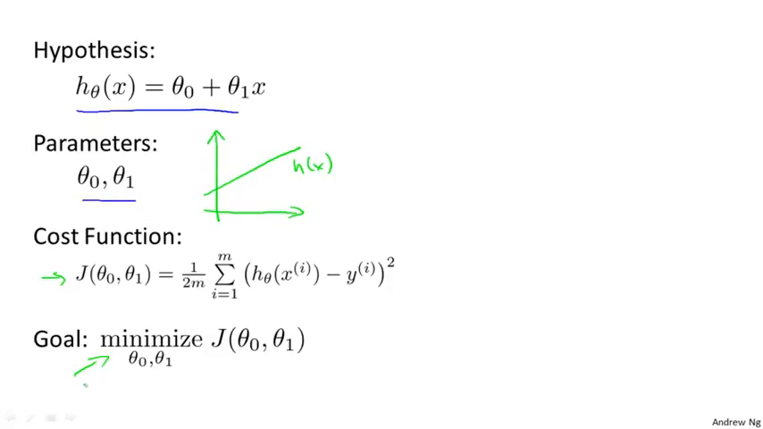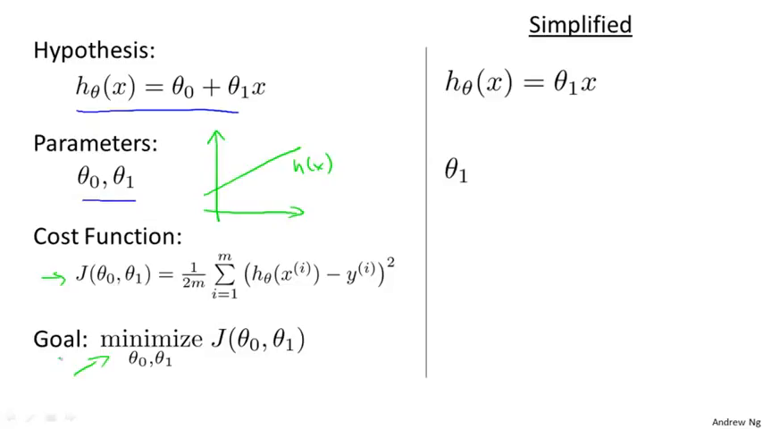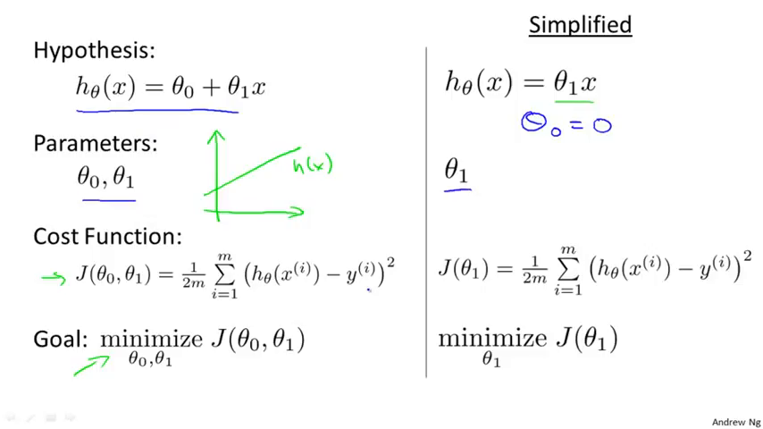For this video, in order to better visualize the cost function j, I'm going to work with a simplified hypothesis function, like that shown on the right. So I'm going to use a simplified hypothesis, which is just theta 1 times x. You can, if you want, think of this as setting the parameter theta 0 equal to 0. So I have only one parameter, theta 1, and my cost function is similar to before, except that now h of x is equal to just theta 1 times x. And so my optimization objective is to minimize j of theta 1.